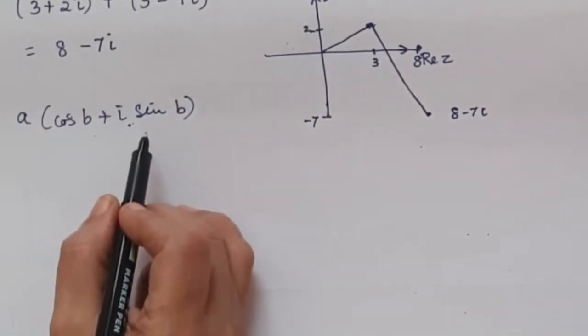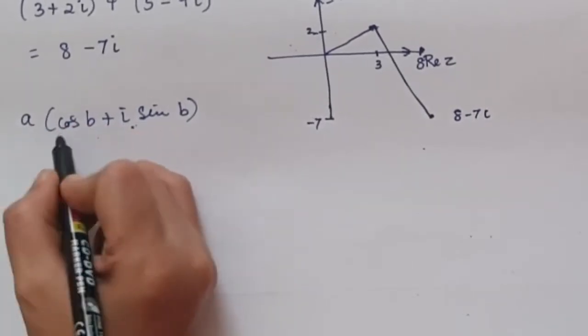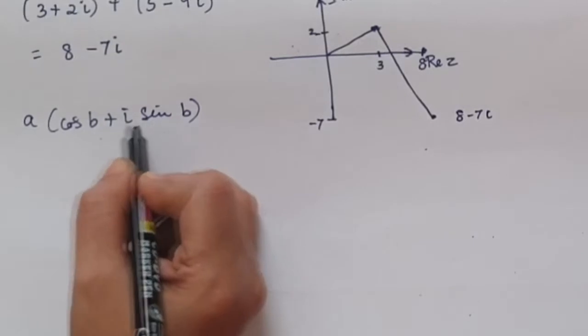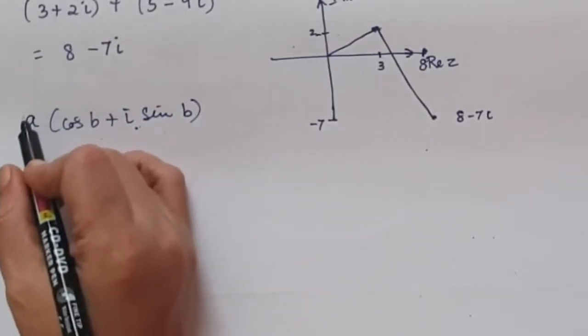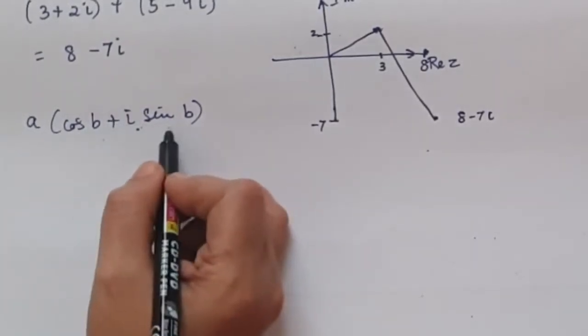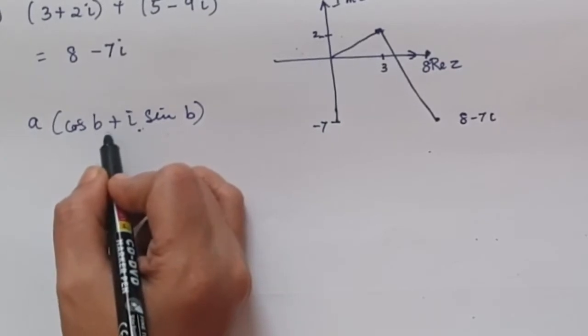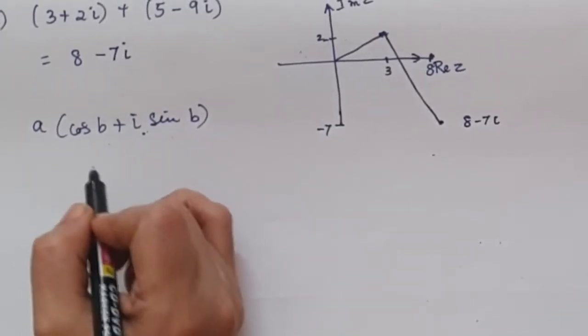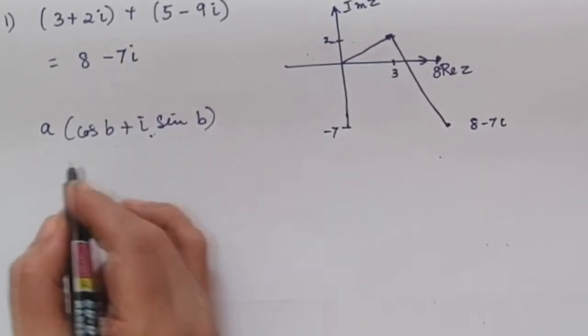Multiplication of a complex number. Multiplying a complex number by a cos b plus i sin b multiplies the modulus by a and rotates the complex number by b in the anti-clockwise direction about the origin. Now let us see how this works out.